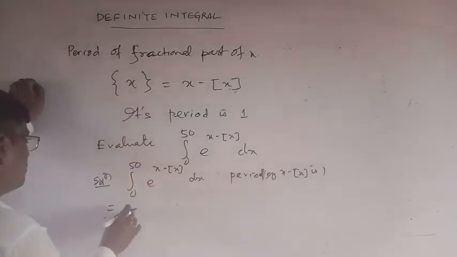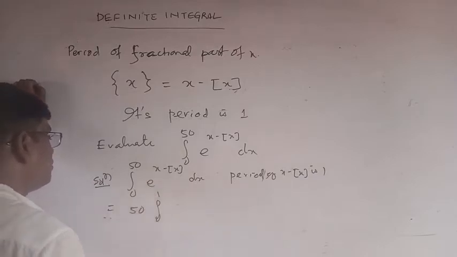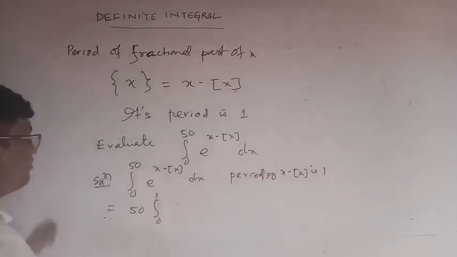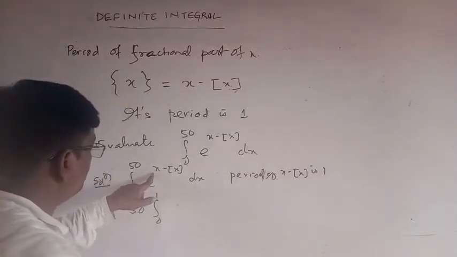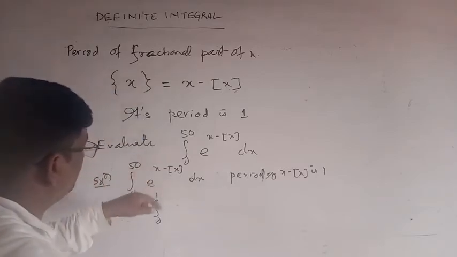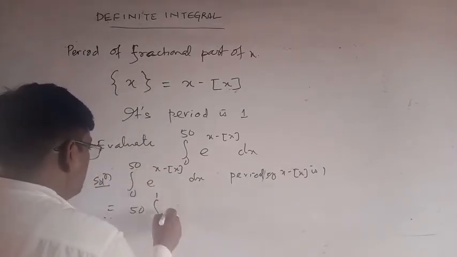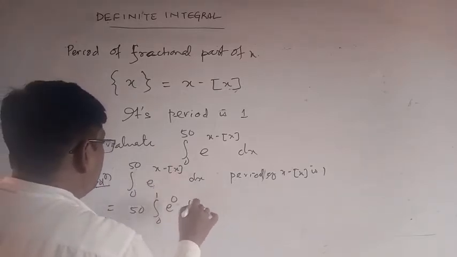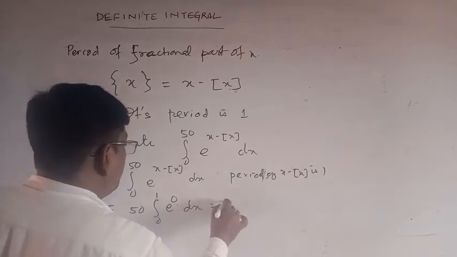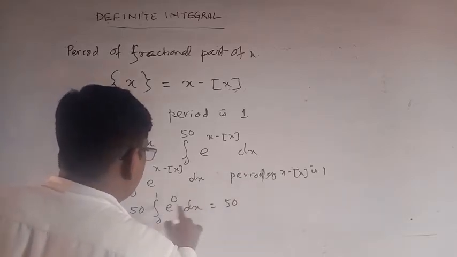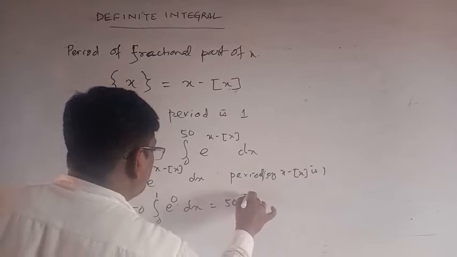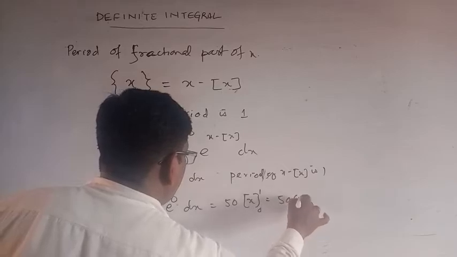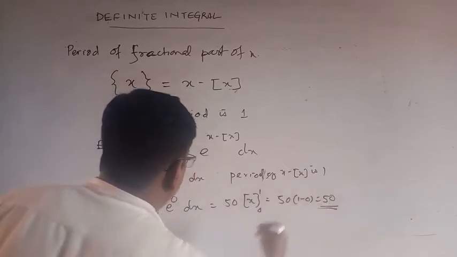So this is equal to 50 times the integral from 0 to 1. For 0 to 1, [x] will be 0, so e to the power x minus 0, that is e to the power x minus [x], which is e to the x dx. So that is equal to 50 times the integral of 1 dx from 0 to 1, that is equal to 50 times 1 minus 0, that is equal to 50. 50 is the answer. Okay.